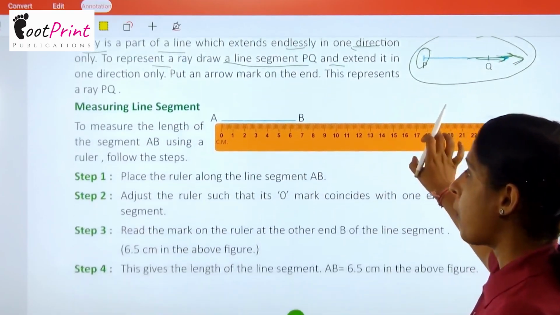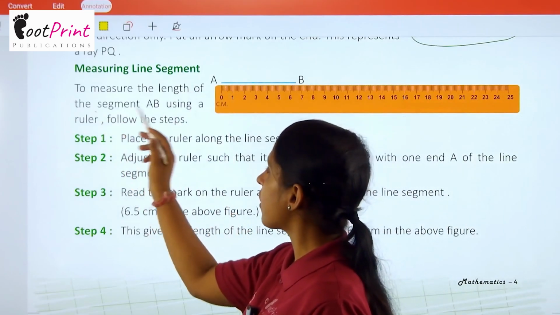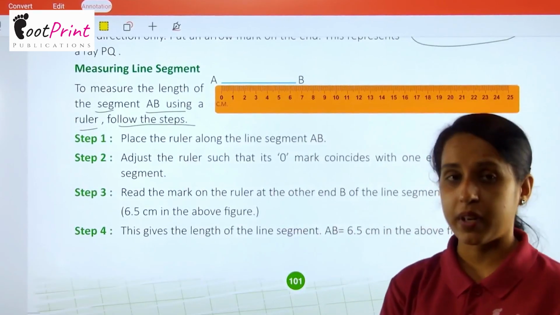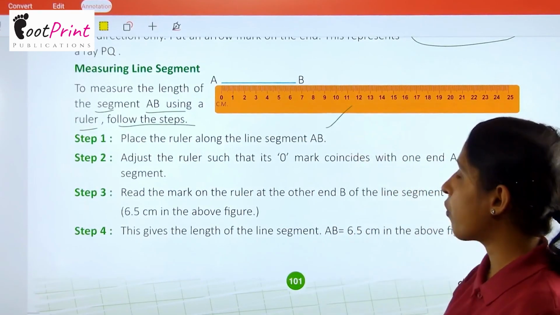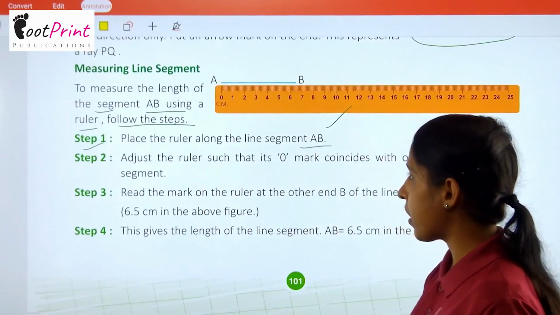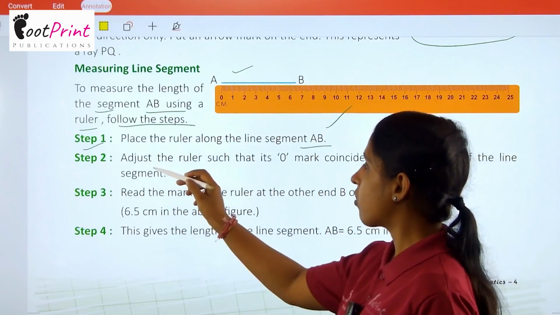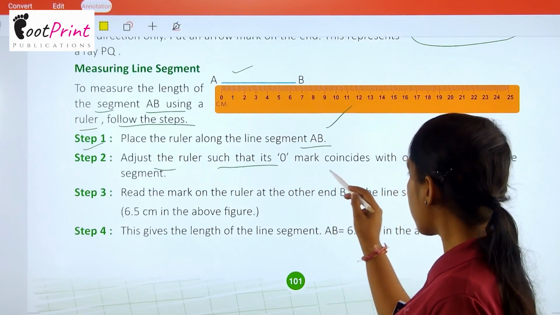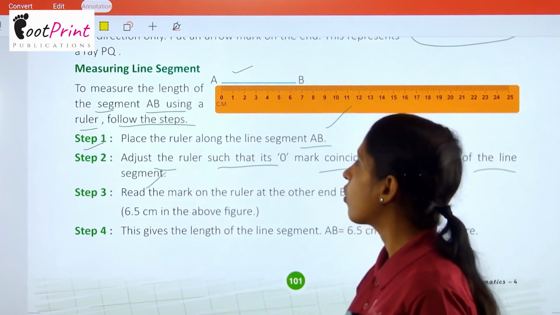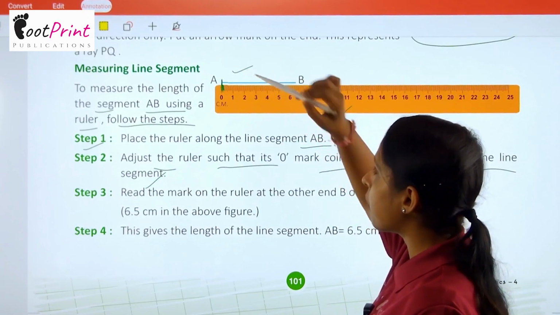OK. Now, measuring line segments. So how do we measure a line segment? To measure the length of the segment AB using a ruler, follow the steps. To measure a line segment we need a ruler, or we can say a scale. Step 1: place the ruler along the line segment AB. Here the line segment AB is given and we have to put our scale like this. Adjust the ruler such that its zero mark coincides with one end A of the line segment. So we have to keep the scale in such a way that its 0 point is exactly on point A. All right.